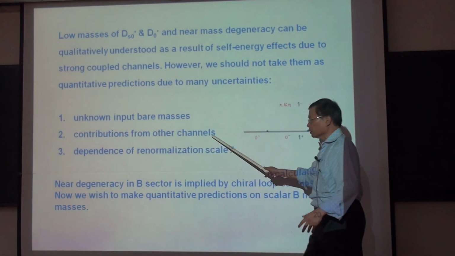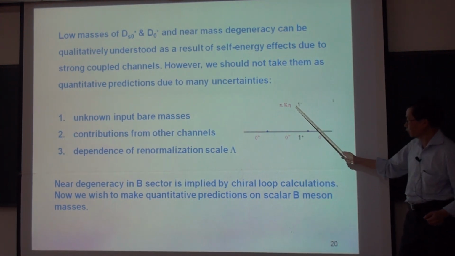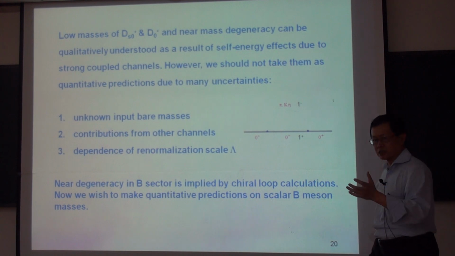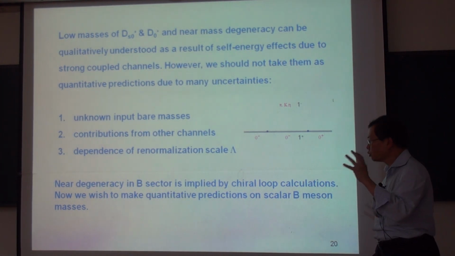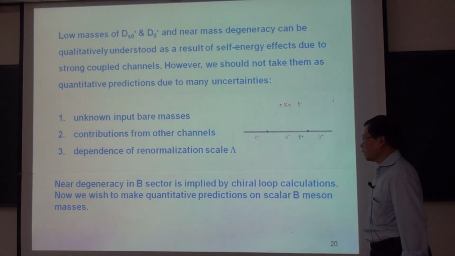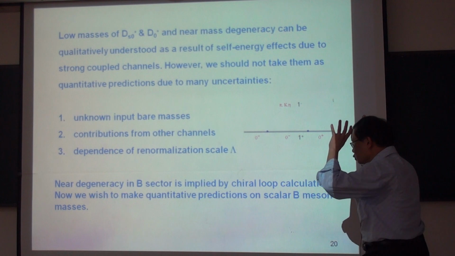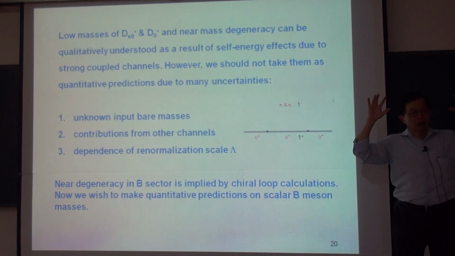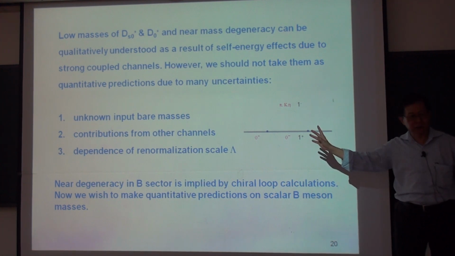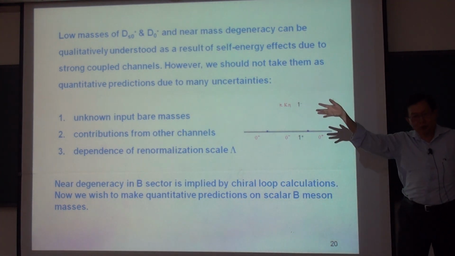There's also a contribution from other different channels. For example, you can have a contribution from the axial-vector meson here. You can also have a contribution from the vector meson here. We never considered them, but presumably those contributions are suppressed, are smaller because they are not close to the on-shell or close to the threshold. Also there is the dependence on the renormalization scale lambda. I don't know how to solve that. So far, I just try to make some qualitative understanding. I don't want to make any quantitative prediction because there are so many uncertainties. So it doesn't make sense to say I can predict the mass of the DS node or the mass of the D node.